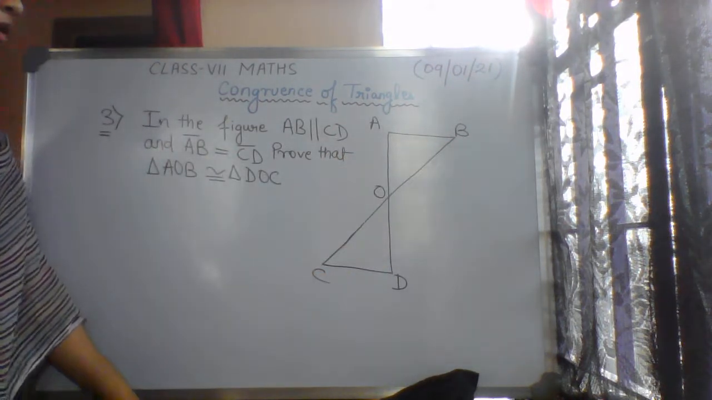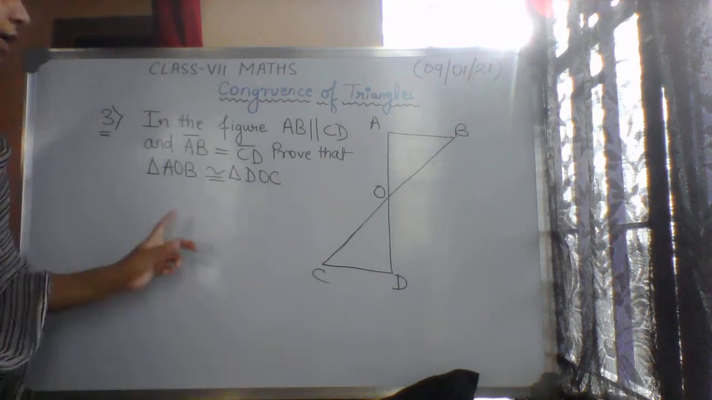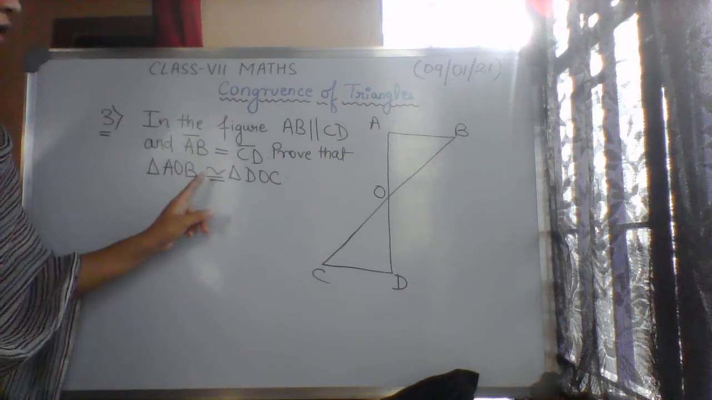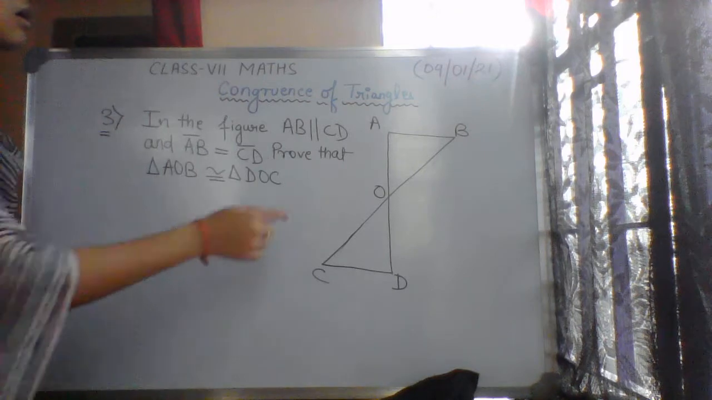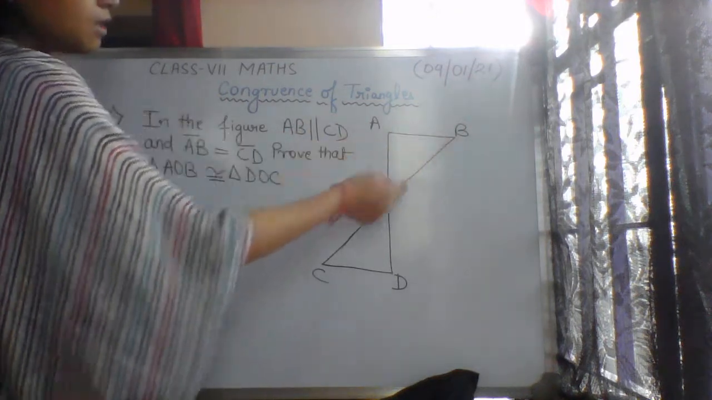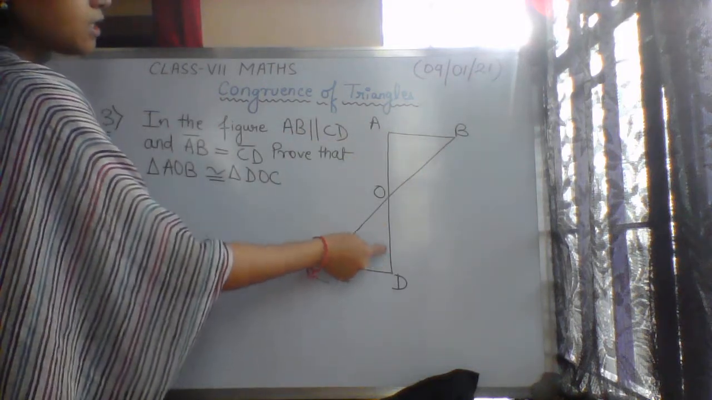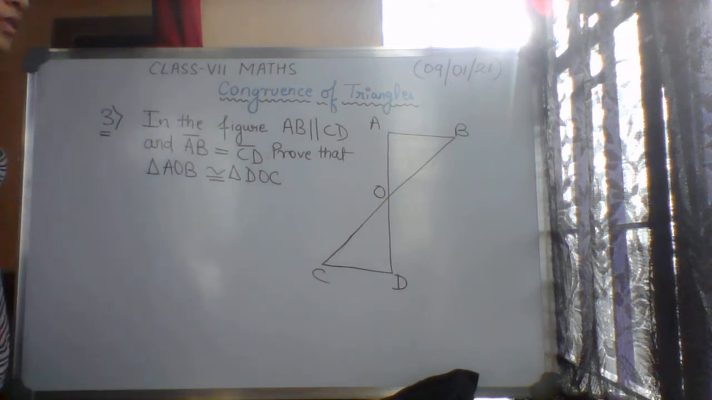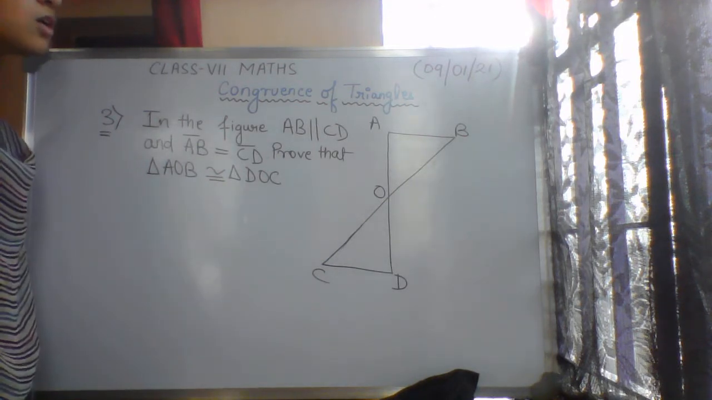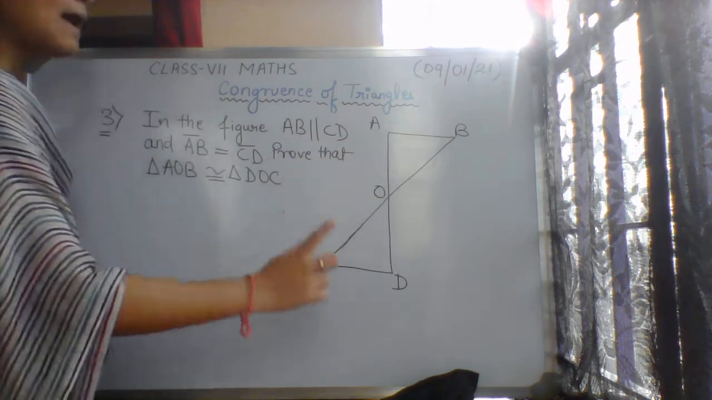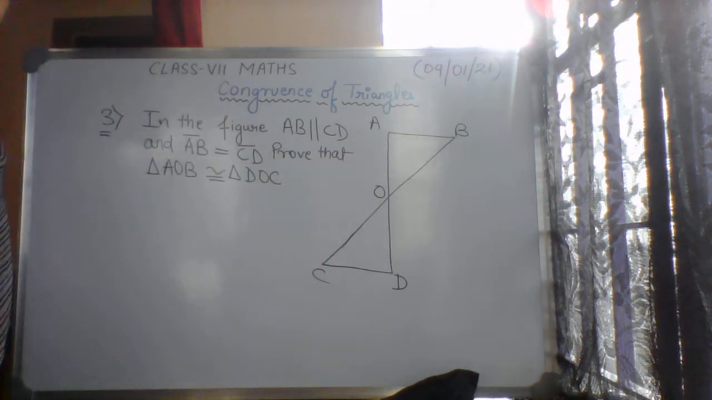You have to prove that triangle AOB is congruent to triangle DOC. Now, how can you prove that? It is only given in the question that AB and CD are parallel and equal. Think about this question. You can pause the video and think over it.